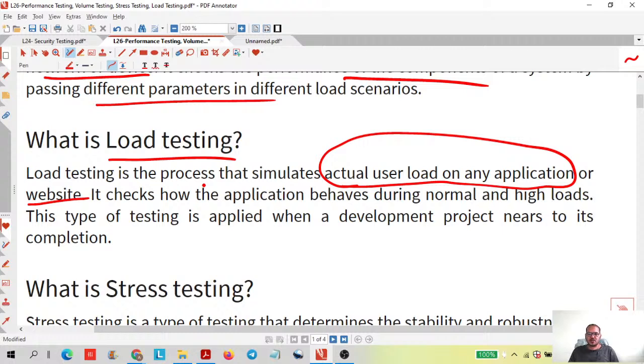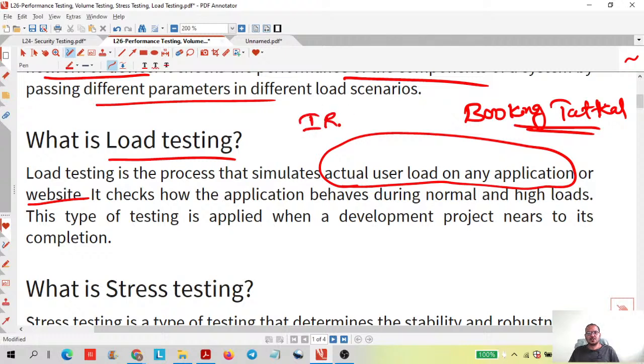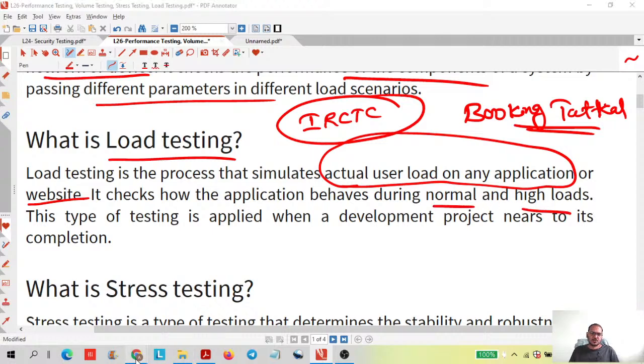For example, as we already discussed, while booking the Tatkal tickets, it is improved now, but 2-3 years back, we used to face a problem while booking. It is improved compared to the previous IRCTC website. Now it is totally improved. So it checks how the application behaves during normal and heavy load. So it is very important.